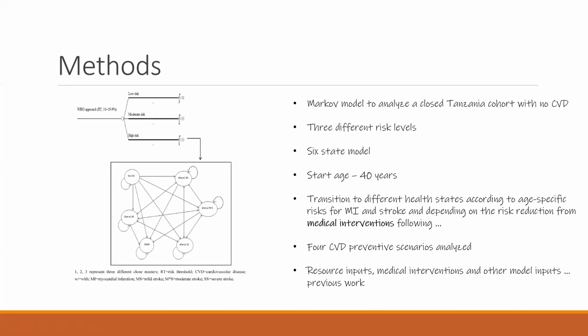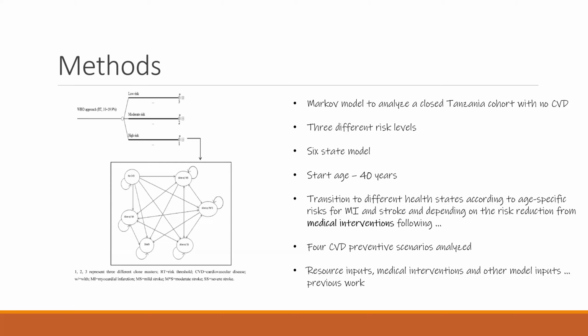So how did we do this? We used a Markov model and analyzed closed Tanzanian cohorts. This is a model which was used in the previous work, where we looked at the cost effectiveness of the different medical interventions. Here we categorized the cohort into three different risks: low risk, moderate risk, and high risk. These cohorts transited through different health states starting from no cardiovascular disease, and we made sure these cohorts don't have any cardiovascular disease, because we're talking about primary prevention.